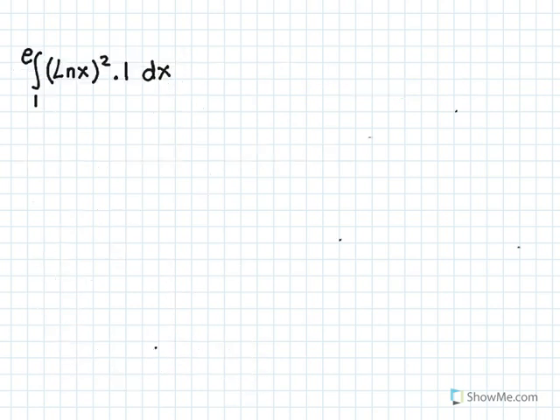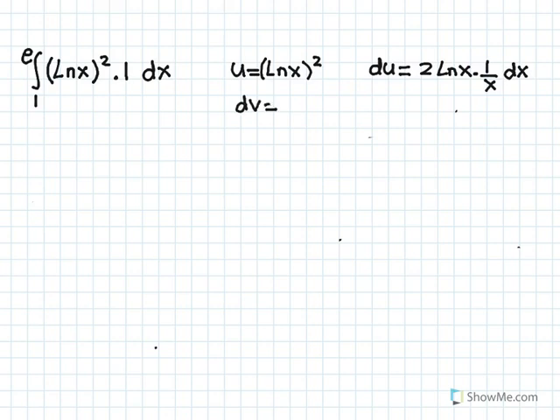All right, so what we have is we're going to let u be equal to (log x) squared. Its derivative, du, is going to be 2 log x, bringing the power down, and multiplied by the derivative of the inside using the chain rule. That's times 1 over x dx. dv is equal to 1 dx. Let's integrate both sides, and we get v. v is equal to x.